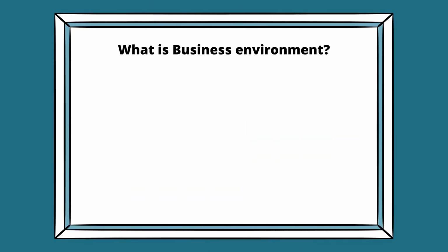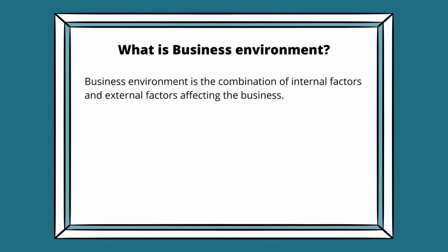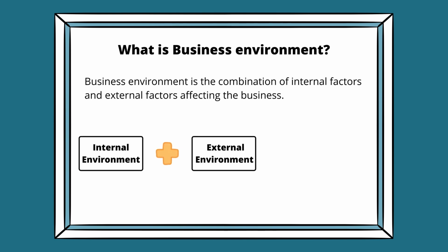First, let's talk about what is business environment. Business environment is the combination of internal factors and external factors affecting the business. Any business has an environment related to it. The factors within the business, or outside the business, affect the existence of a business, either directly or indirectly. For a business to be successful, it is essential to pay attention to its environment. Internal environment, plus external environment, is known as business environment.